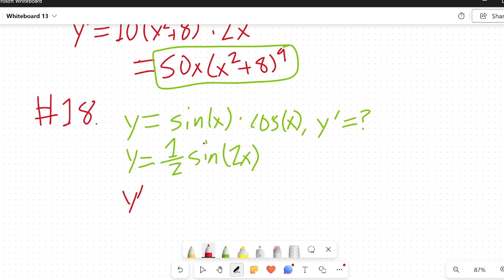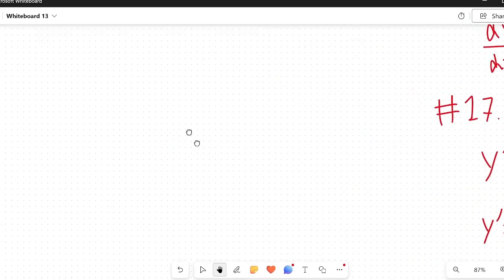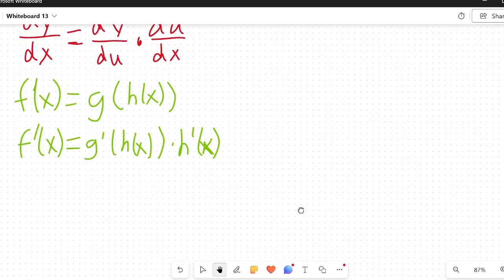The derivative of sine is cosine, so this is going to be equal to cosine of 2x, right? So as you can see, this is so simple. This is such a simple way to solve this problem, and you can see how problems can be heavily simplified using chain rule.